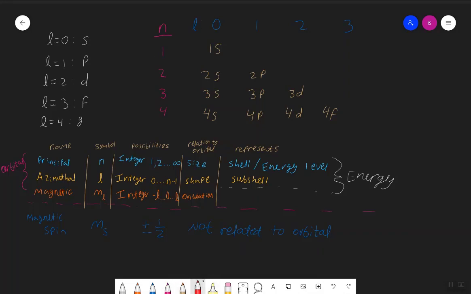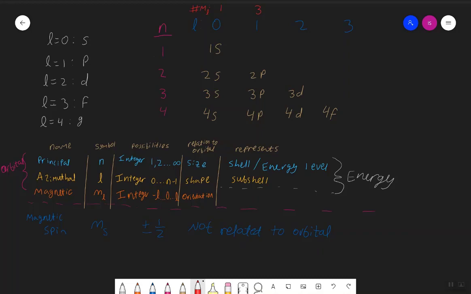Okay, so for l equals 0, we can have ml equal to 0, right? So there's only one value of ml. So I just want to look here at the number of ml that we can have. And so for 0, we can only have 1 ml. So any s subshell can only have 1 orbital. Okay, now what about p? Well, if we have l equals 1, then ml can be -1, 0, or 1. So we have 3 possibilities here. 3 possible orbitals. So this is the number of orbitals in red here.